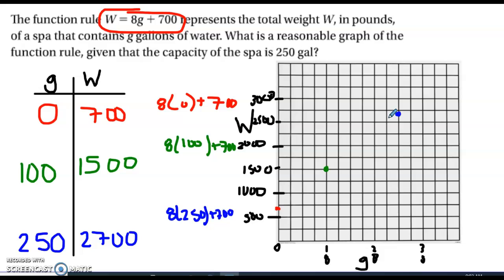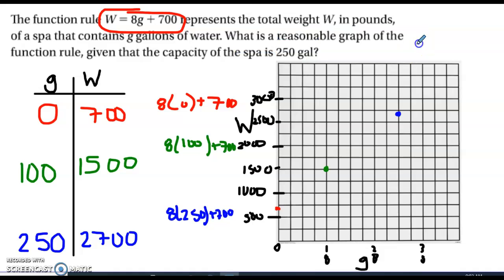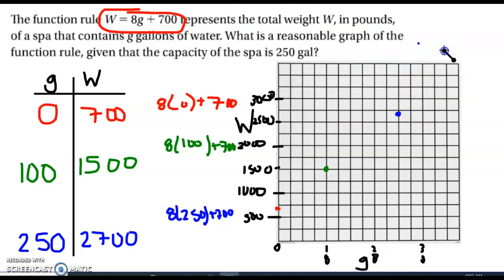All right, so when I connect these though, so I did 0, 100, and 250. I could have also done like 50, I could have done 172, right? Anything in between here. So this guy would have an endpoint on the left and an endpoint on the right because you cannot go any further to the left than 0, and you can't go any further to the right than 250. So this would go starting here, and it would have to end there. And then we'd have all of the gallons and weights in between.